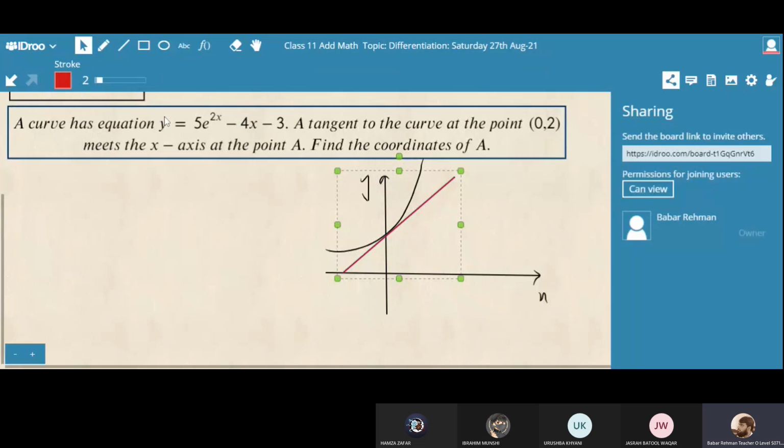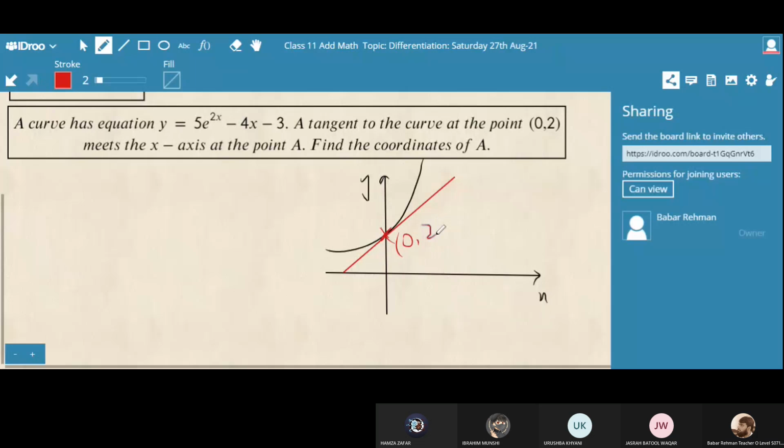This is the point of tangent. A tangent to the curve at point (0, 2). So let me draw over here. Over here, (0, 2). Do you know where (0, 2) is? On the y-axis.